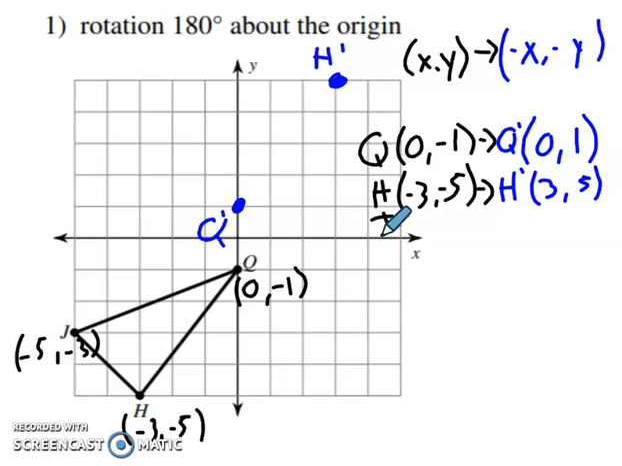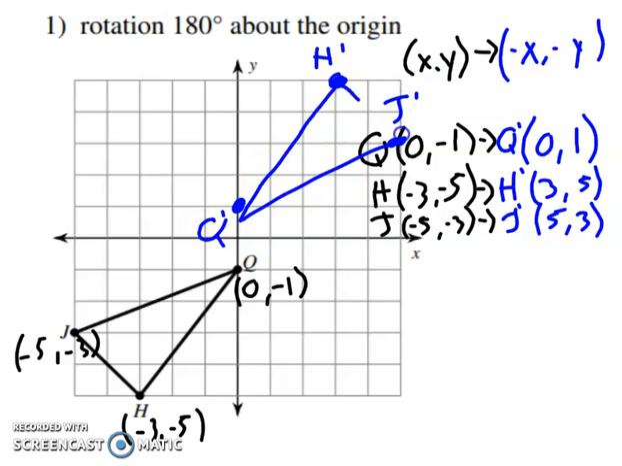J was negative 5 comma negative 3. That turns into J prime. The opposite of negative 5 is positive 5. The opposite of negative 3 is positive 3. So 5 comma 3. It looks like we're overlapping there. But that is how we're going to do it. We want to write out the given coordinate points of each vertex of the shape, and then write the rule and follow the rule. That way it's easier for us to graph it. So hopefully this was helpful for 180 degrees.